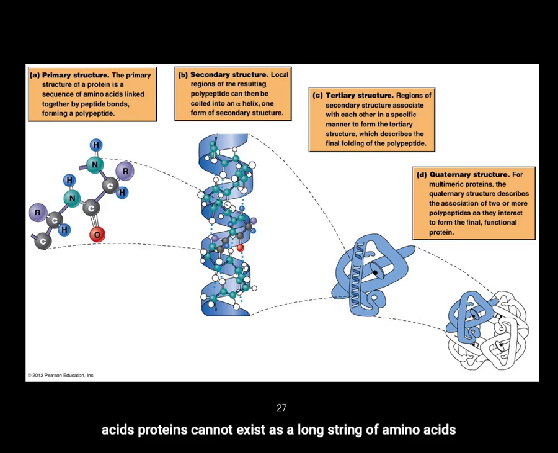Proteins cannot exist as a long string of amino acids because they couldn't fit into the cell to perform their function. Proteins are folded and coiled into a 3D shape. The primary structure of any protein is the sequence of amino acids that are bonded together. These amino acids can then be coiled together to form an alpha helix or a beta sheet. That is the secondary structure of the protein.